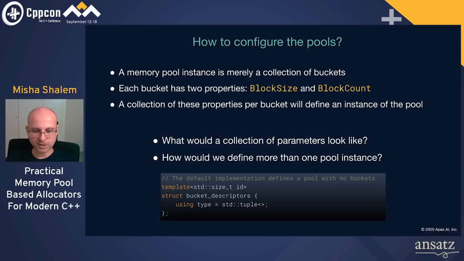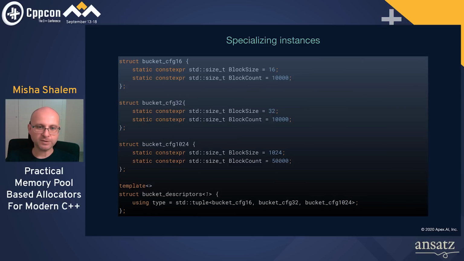So our default implementation of this descriptors thing is going to hold exactly 0 buckets. You see the type here is an empty tuple, and an empty tuple here basically says, okay, this memory pool is not defined. We don't have any buckets for this. So if you instantiate it with any ID, you get an empty memory pool. But what we can do is specialize it for certain IDs and actually define memory pools this way. Now, this file is actually pretty easy to auto-generate once we know all the information, right? So this is what we're going for.